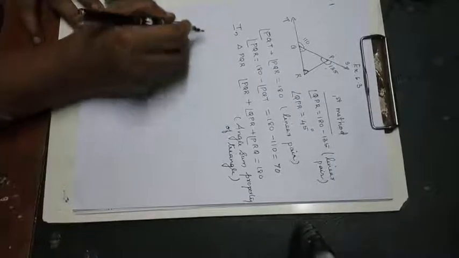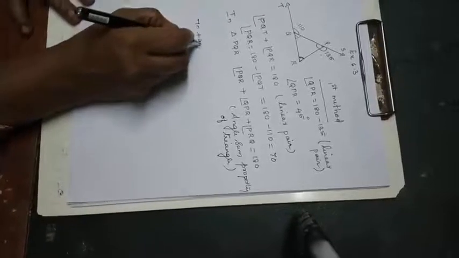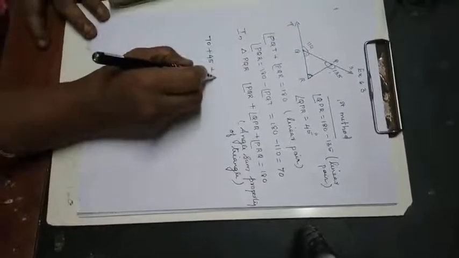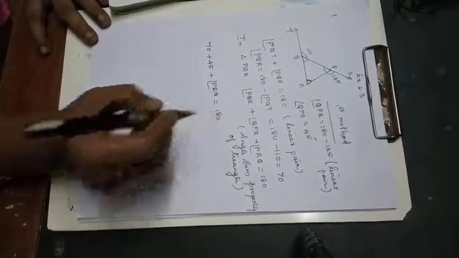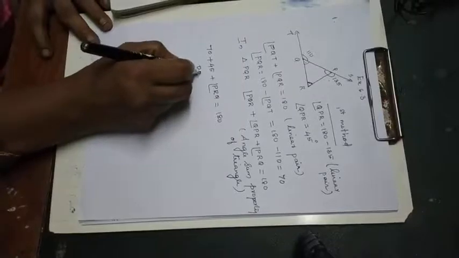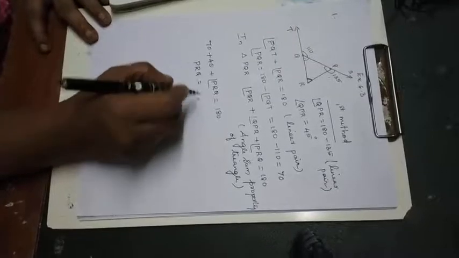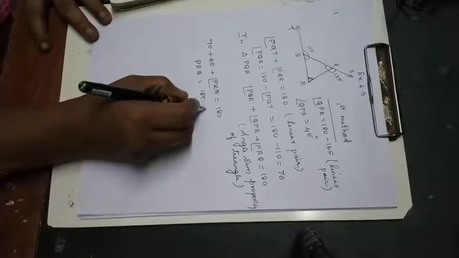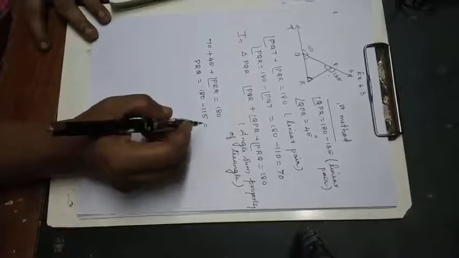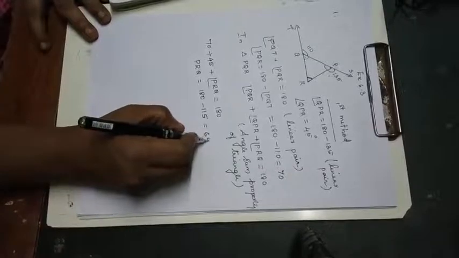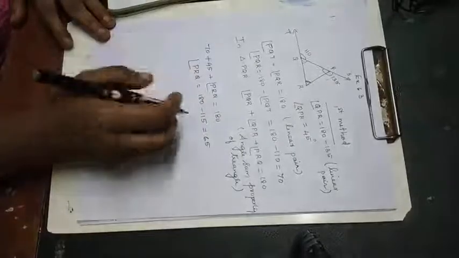So 70 plus 45 plus PRQ will be equal to 180. So PRQ will be equal to 180 minus 115, since 70 plus 45 is 115. So that is 65. Okay, PRQ you got 65. This is the first method.